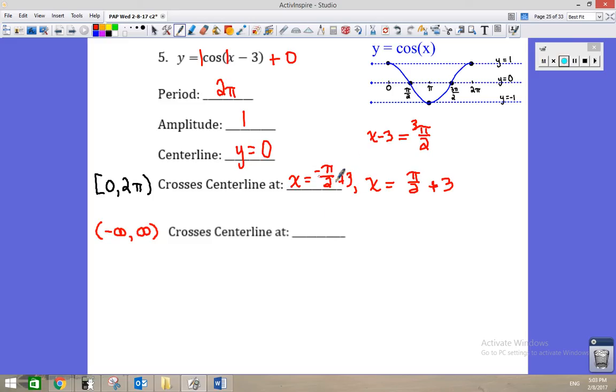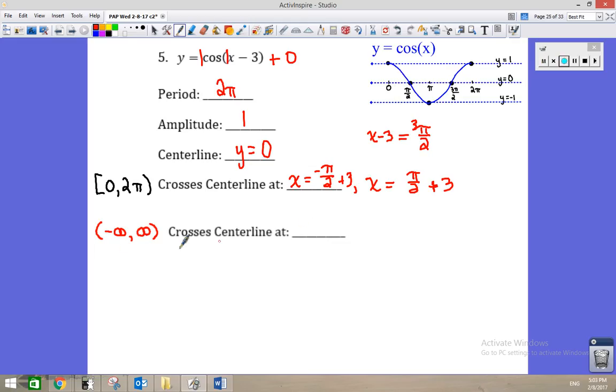Let's see, pi over 2 is 1.57. This is negative 1.57 plus 3, so this is a positive value. It's bigger than 0. So these are the two values that I want because it shifted to the right. These are the two places on 0 to 2 pi where it intersects the center line.